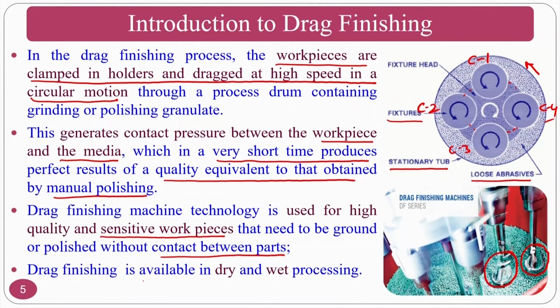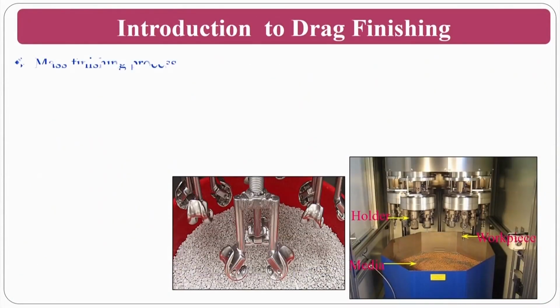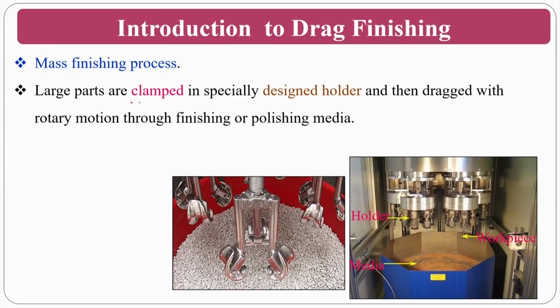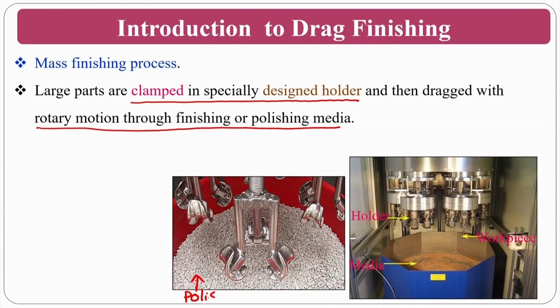The drag finishing process is available in dry and wet processing. That means you can do this process using dry type abrasives or wet type abrasives also. This is a mass finishing process such as the tumbling process. If you see, the large components are clamped in a specifically designed holder and then dragged in a rotary motion through the finishing or polishing media. So, this is the polishing media, and these are the knee implants.